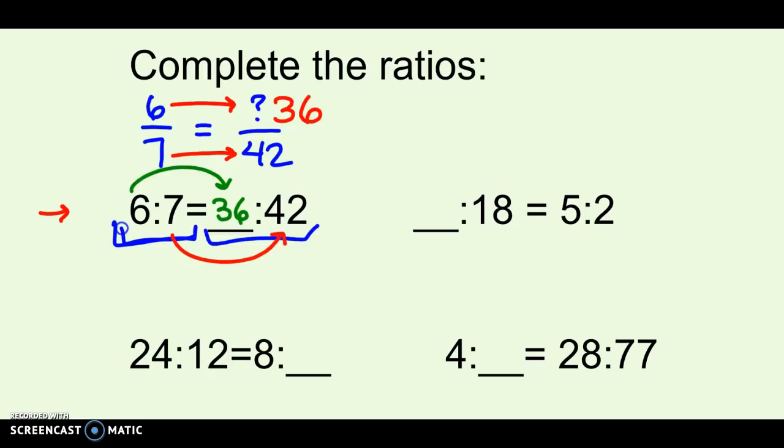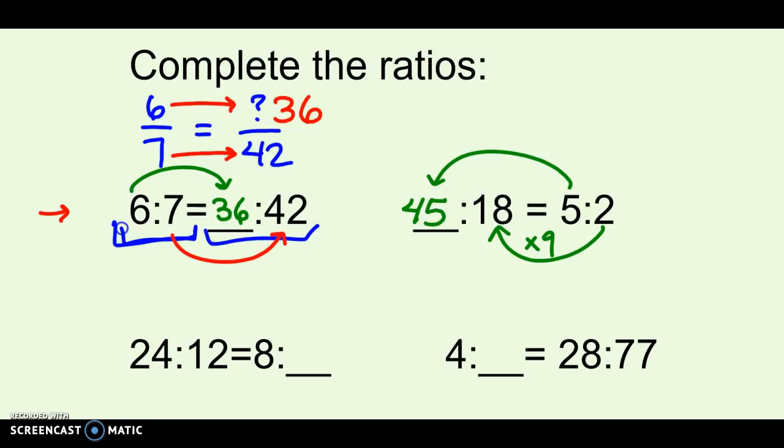So let's look at the next one. Okay, the first numbers go together, and the second numbers go together. So I can tell here that the 2 got multiplied by 9, so the 5 would have to be multiplied by 9, giving me that.